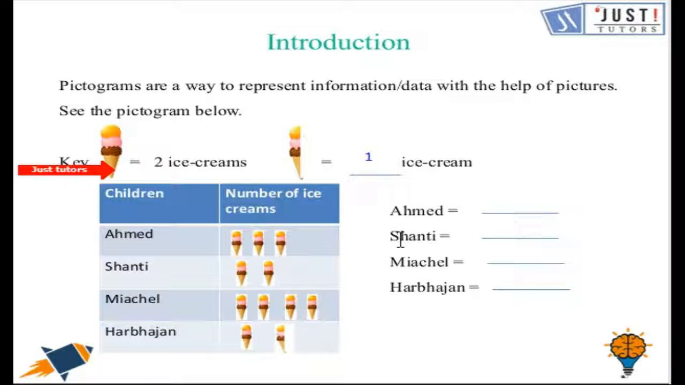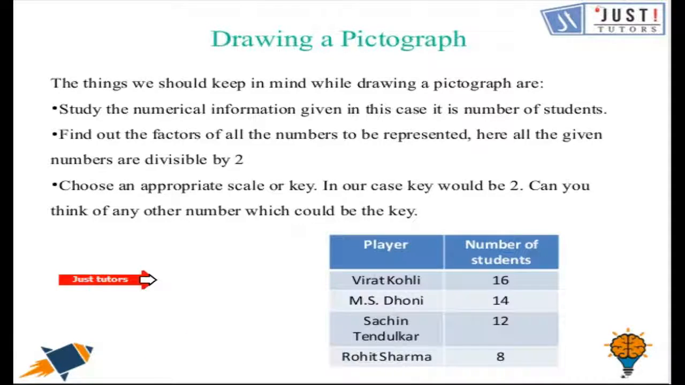So let's try to figure out how many ice creams each child has. So if I talk about Ahmed, he has got 3 cones and 1 cone equals 2 ice creams. So in total he has got 6 ice creams. Let's work for the next person, which is Shanti. So what we can do is we can count the number of cones, which is 2. It means she has got 4 ice creams. If I talk about Michael, he has got 8 ice creams, and if I talk about Harbhajan, he has got 3 ice creams.